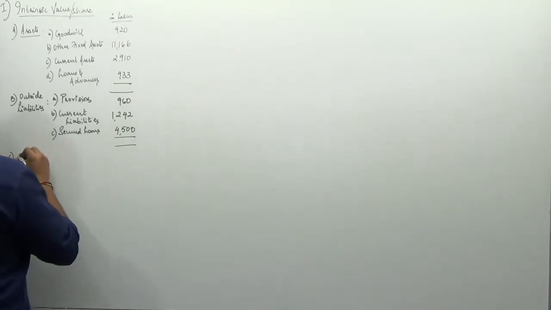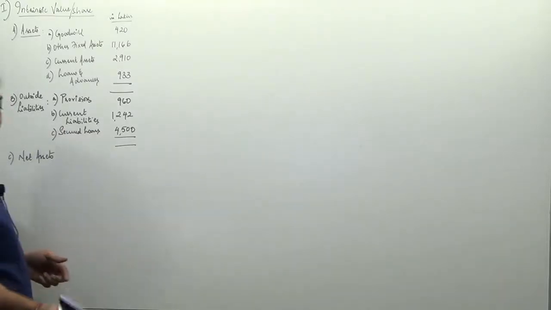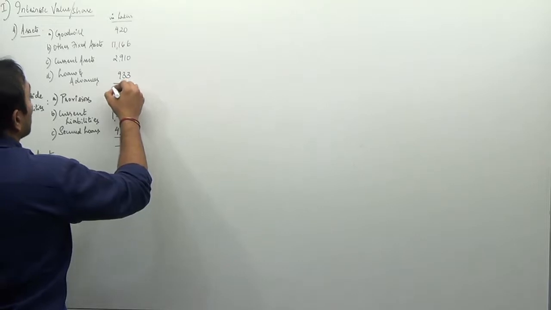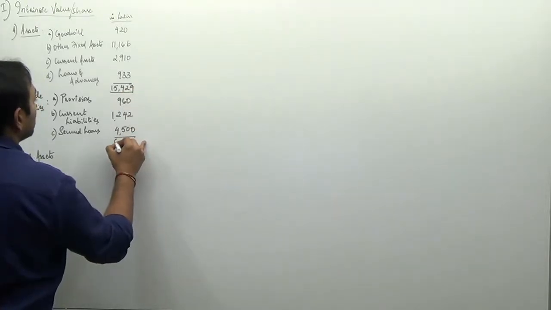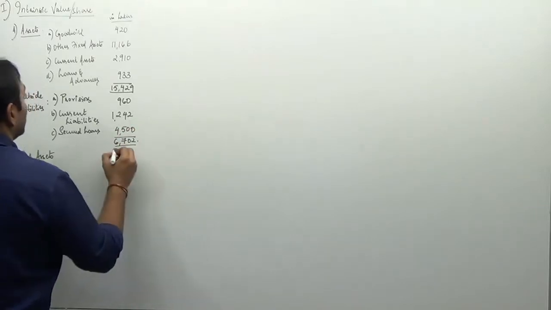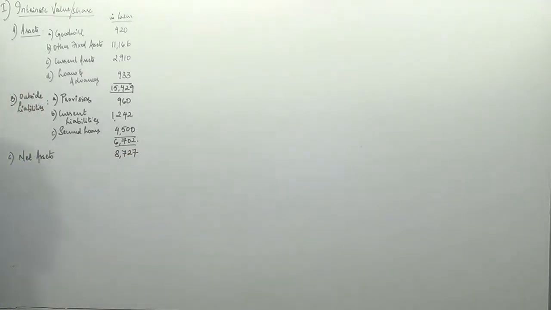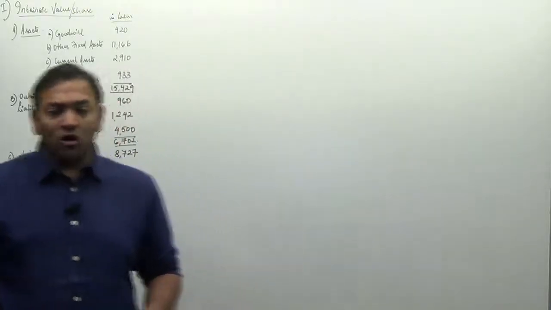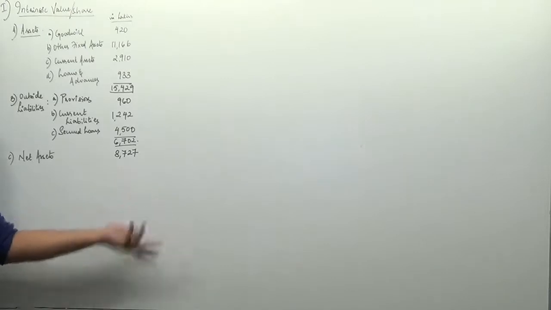Considering A and B, I can calculate what is my net assets. Total of your assets. Net assets is 8727, guys. Now I'll make some assumption. If I assume that the calls will be made in near future, then I have to add the 2 rupees on 90 lakh shares. Or if you assume that calls will not be made in near future, then I don't have to add that. What we'll do? We'll try to do both.